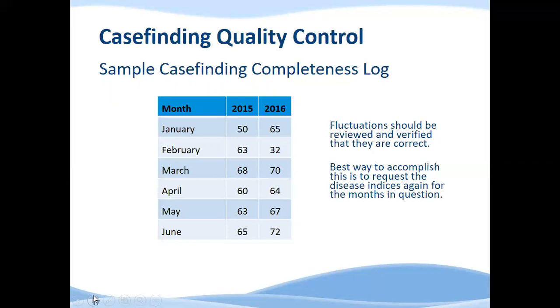Sometimes it is easy to identify why the number of cases may have gone up or down, but when the reason is not easily identified, a process must be in place to verify that the number of cases you have accessioned are truly correct, okay? So the best way to accomplish this is to request new disease indices, again, for the months in question from your IT department. Make sure they rerun that report, and you redo that case finding through the disease index.